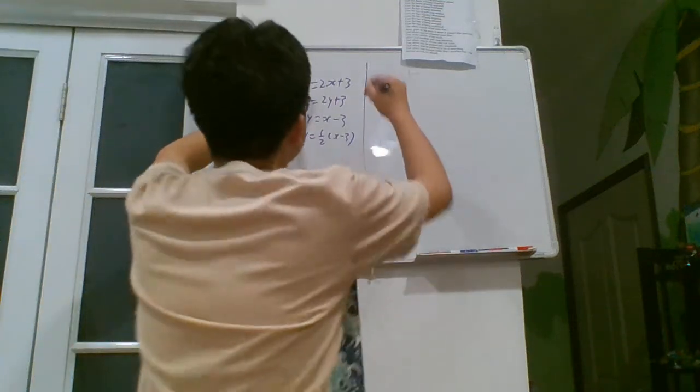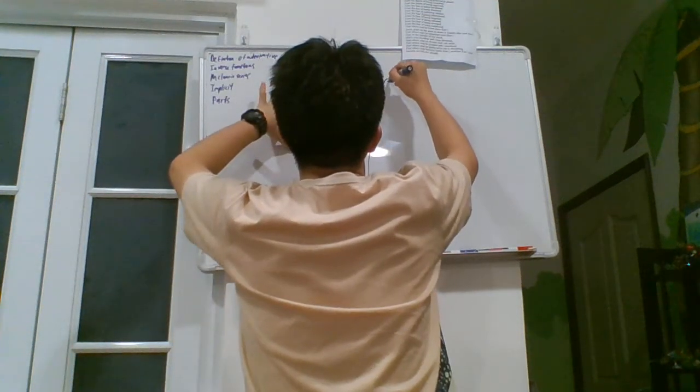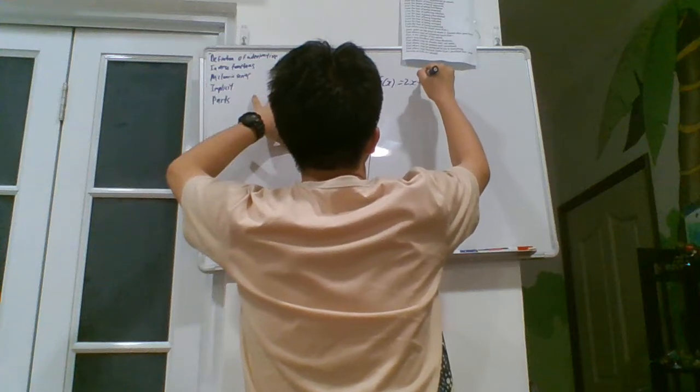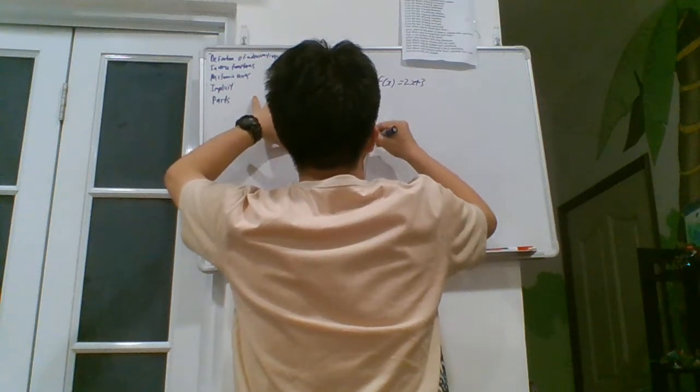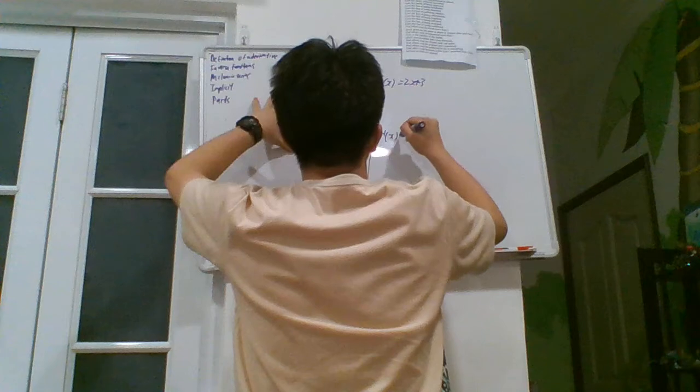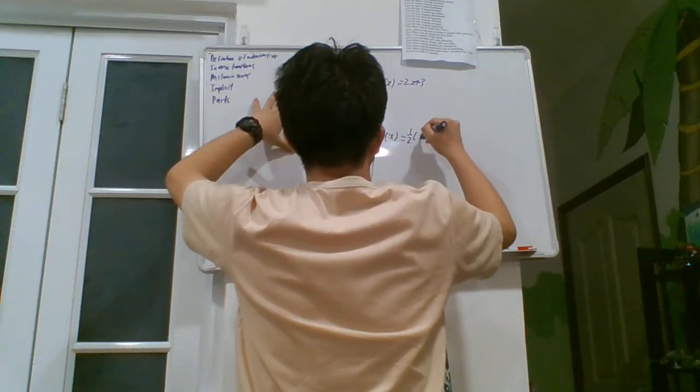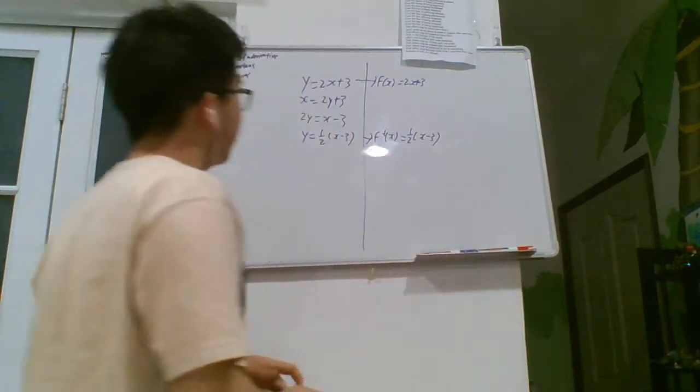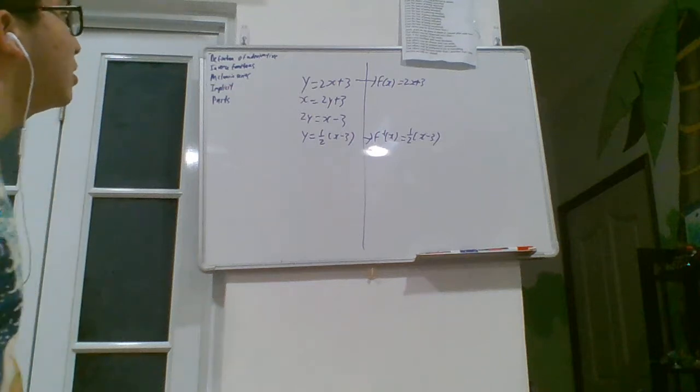So maybe let's call this f(x) equals 2x plus 3. And this is f inverse of x, which equals half x minus 3. So what did I mean just now?